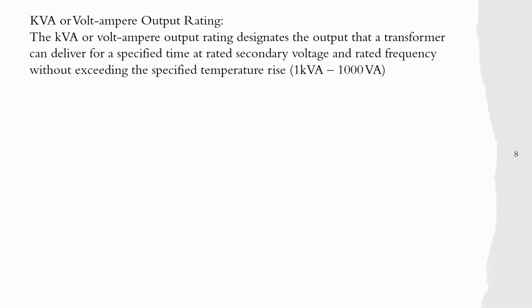Then kVA. That means the volt ampere output rating. If you are talking about transformers, it is always kVA. The volt ampere output rating designates the output that a transformer can deliver for a specified time at rated secondary voltage. As you can see here, 1 kVA means 1000 volt ampere.